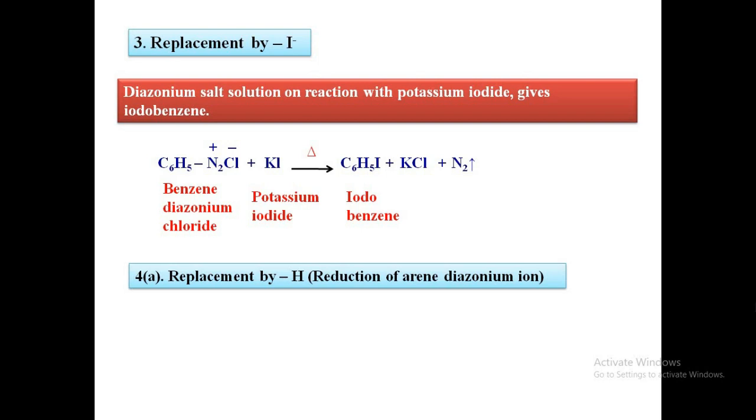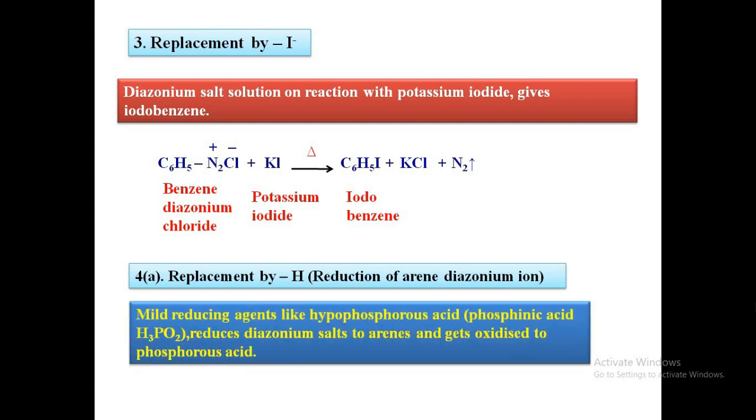Now the fourth one, replacement of the diazonium group by a hydrogen atom. That is nothing but, students, reduction of the arene diazonium ion. Mild reducing agents like hypophosphorus acid, which is also called phosphinic acid, H3PO2, reduce the diazonium salts to arenes and get oxidized to phosphorus acid.